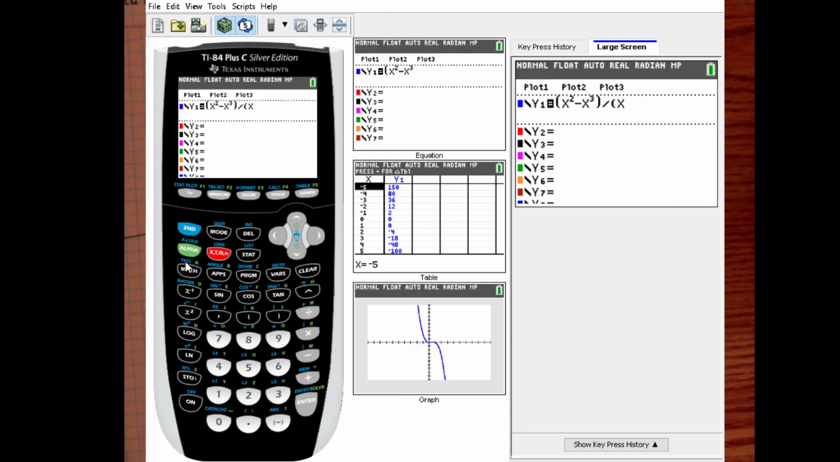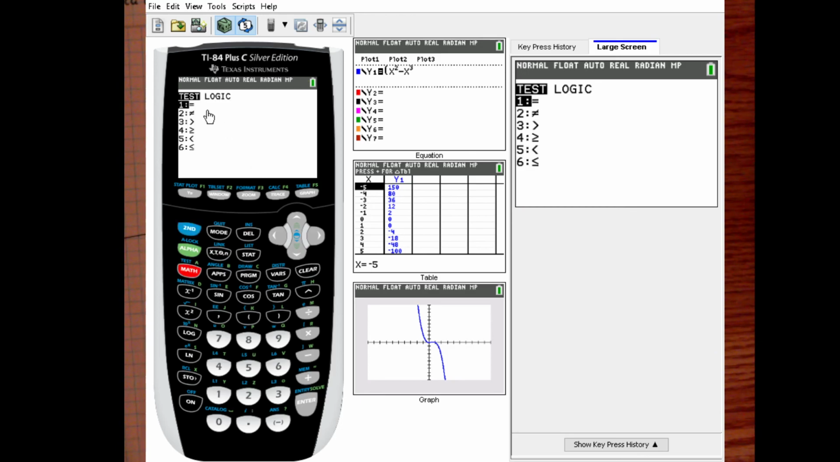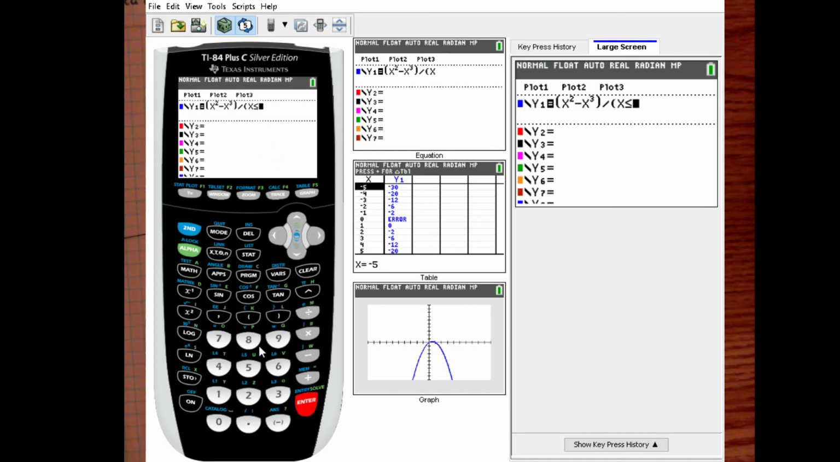Now, there's no less than or equal to symbol on this, but there is one under what's called the test tab. Right here you can see the little test button. We hit second, math, and that's test, and that's where you'll see this list of possible things. So I go down here to less than or equal to. It's right there. I put less than or equal to, and I put 3, and then close the parentheses. And what this will do is grab this function, but stop it at positive 3.